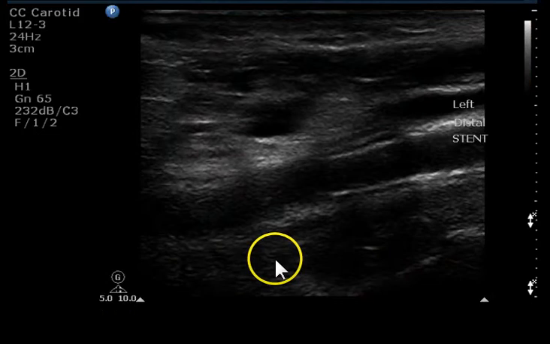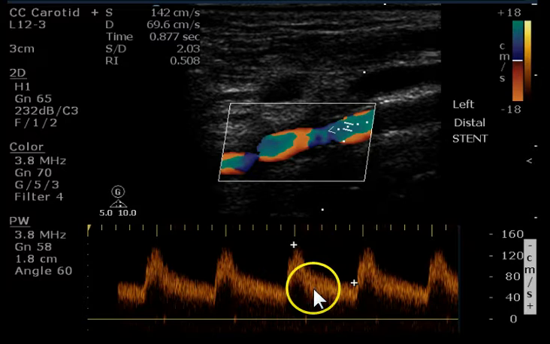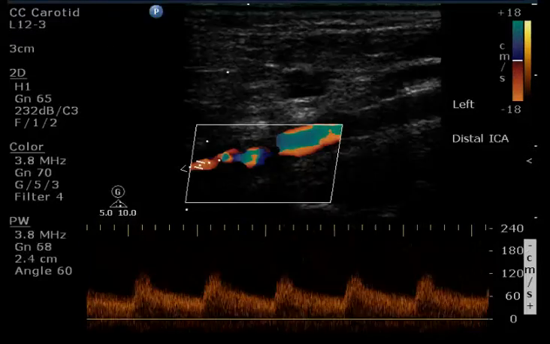Here's an image of the stent in grayscale, and better still, we have an image with color Doppler and pulse Doppler. Again, we have normal waveform and complete filling of the stent and the distal ICA beyond the stent with color flow. The distal ICA gives a slight increase in flow here. There is a small amount of plaque visualized, and this would be between 1% and 50% stenosis by the criteria being used in most laboratories today.